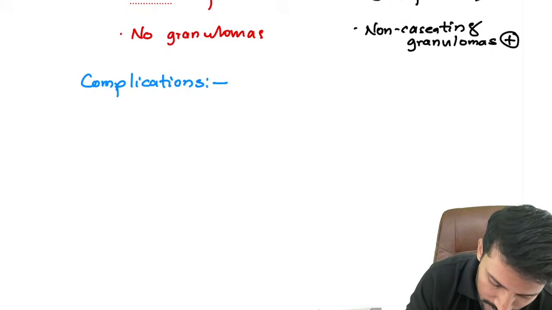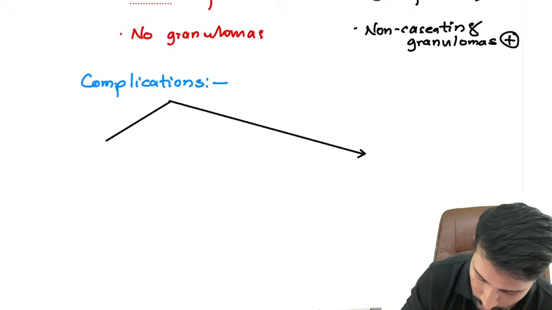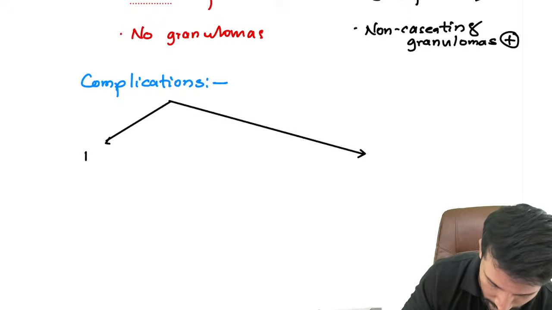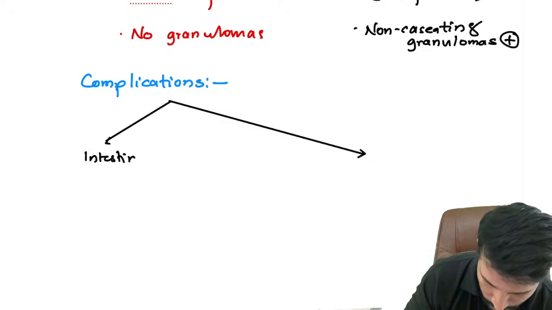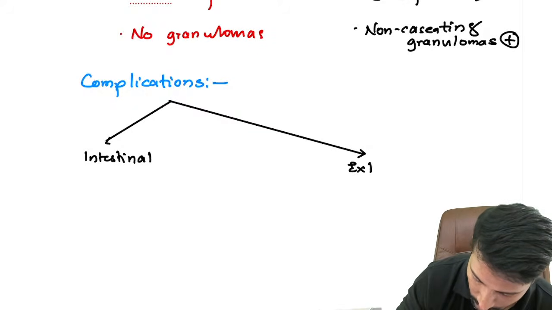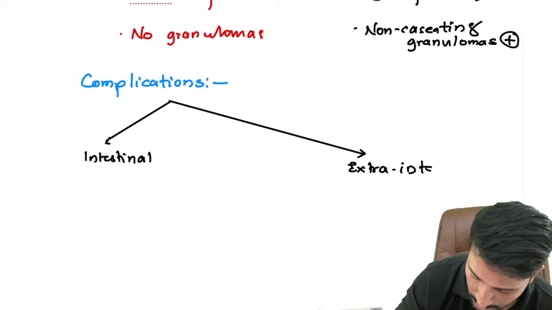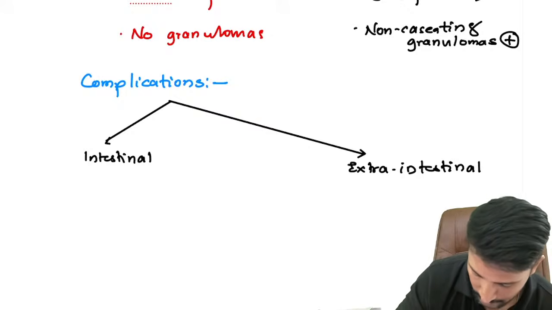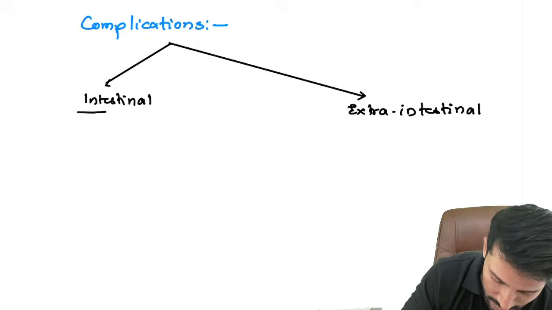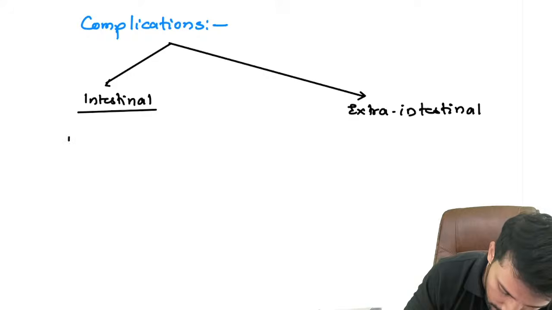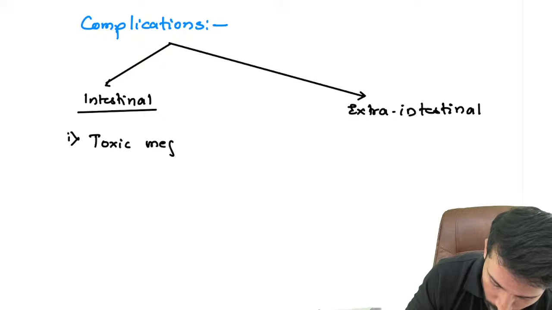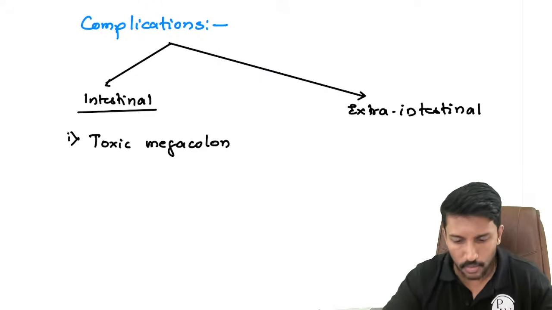Let us classify those complications into intestinal and extra-intestinal. What comes under the intestinal complications? The first thing I want you to mention is something called toxic megacolon. What is toxic megacolon?